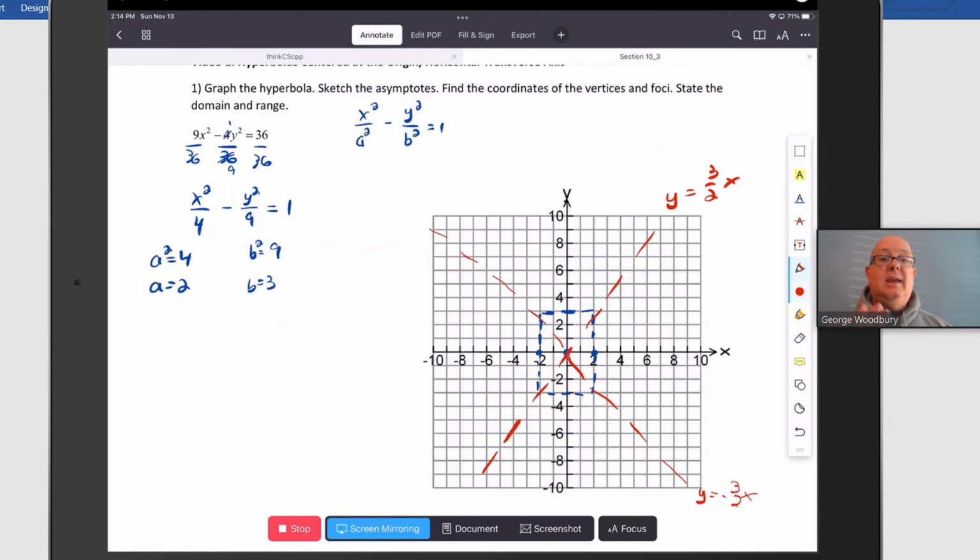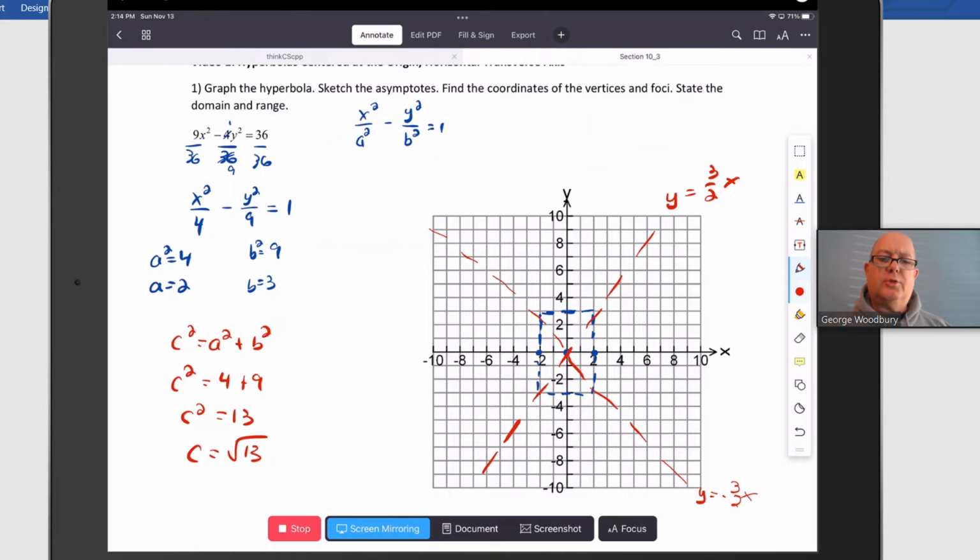Same idea. Even when we start moving the center around the graph, the asymptotes can still be created the same way. Draw the box, crisscross. Right. We should figure out what c is. c squared equals a squared plus b squared. c squared equals 4 plus 9. c squared equals 13. c equals the square root of 13.